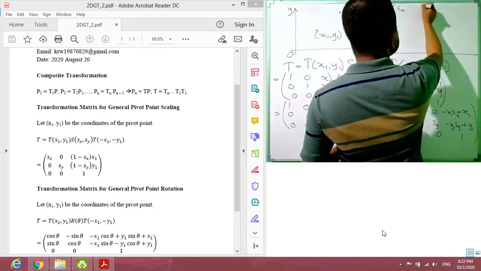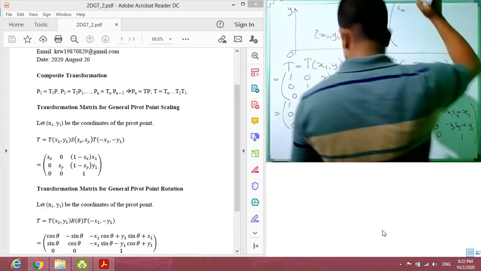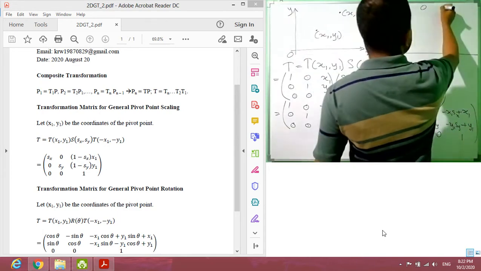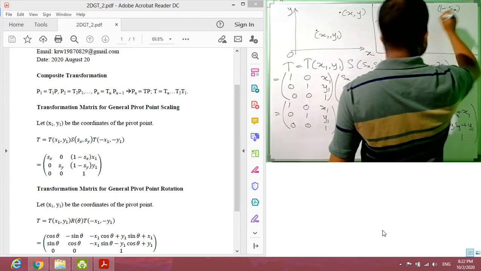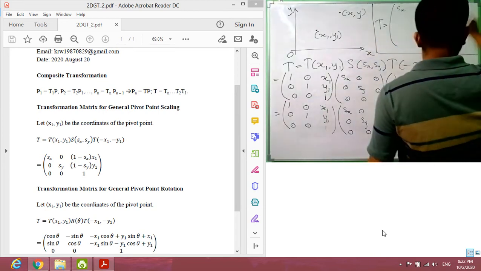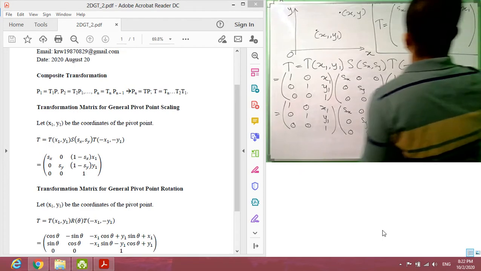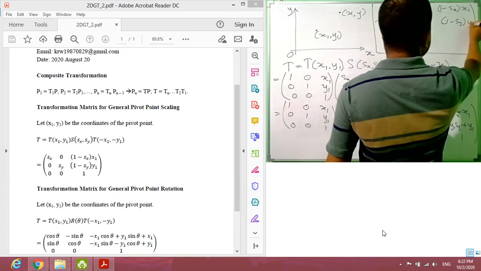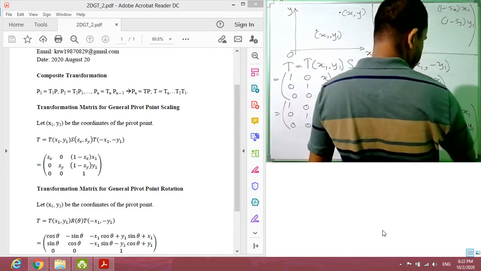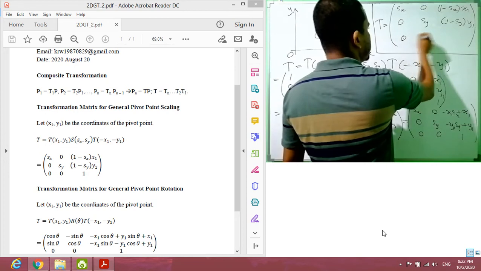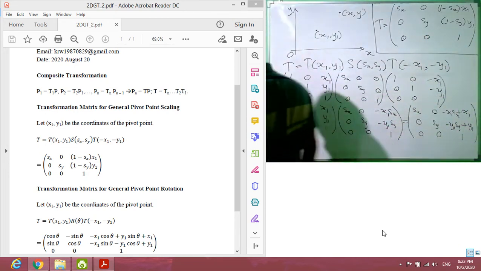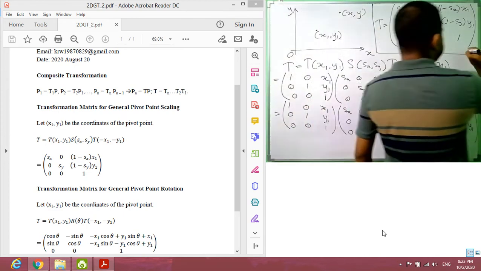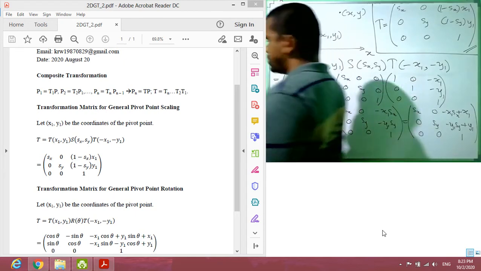Okay, now our matrix T is Sx 0 (1 minus Sx) x1, 0 sy (1 minus sy) y1, then here we have 0, 0, 1. Now this is our composite transformation matrix.